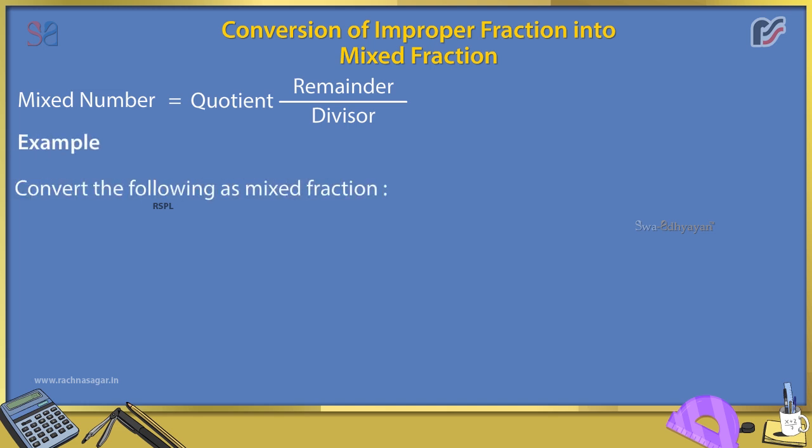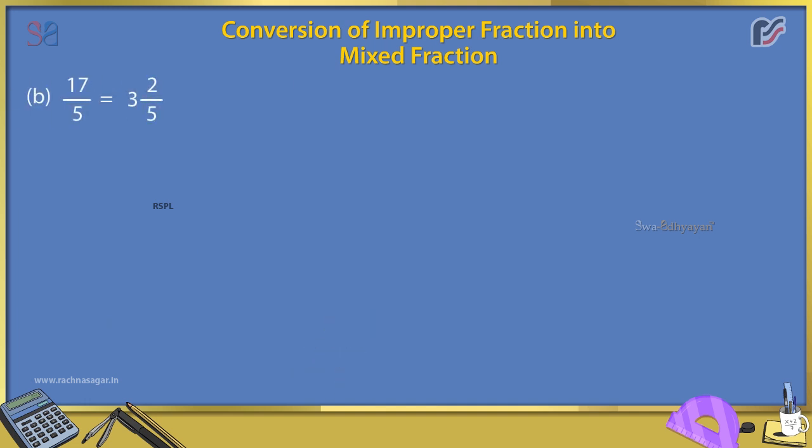Example. Convert the following into mixed fractions. A. 13 by 2. B. 17 by 5. Solution. A. 13 by 2 is equal to 6 and 1 by 2. B. 17 by 5 is equal to 3 and 2 by 5.